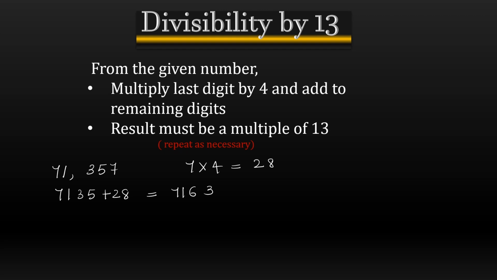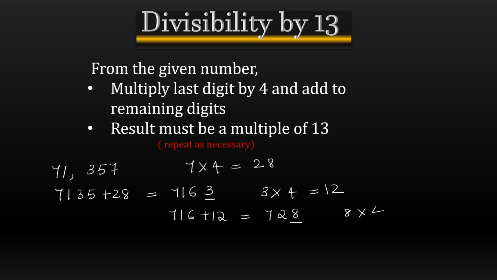7,163. Since 7,163 is quite a larger number, we can repeat the same method as above. Considering the last digit 3, multiplying 3 with 4, we will get 12. So adding 12 with the 716, that is 716 plus 12, is equal to 728. 728 also is quite a larger number, so we can apply the above method.